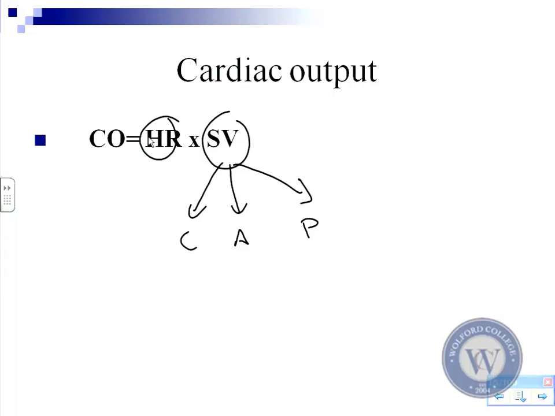If I increase preload, what should happen to my stroke volume? It goes up until I hit the failure point, and once I hit the failure point, stroke volume drops off. If I increase afterload, what should happen to stroke volume? It should decrease. And if I decrease afterload, it should increase. If I increase contractility, stroke volume should increase. If I decrease contractility, stroke volume should decrease. Those are the kind of things that you need to know and understand.